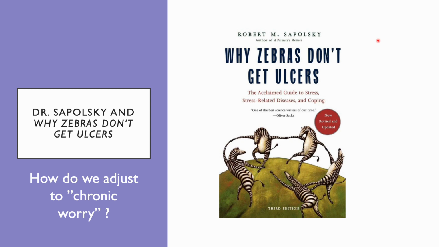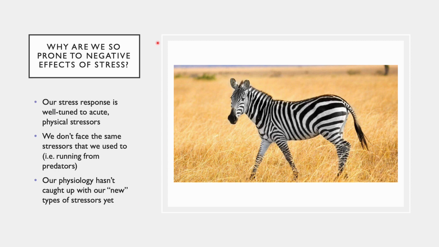So thus, because we're constantly undergoing stress, our sympathetic nervous system is constantly activated. And from an evolutionary standpoint, we were not meant to live with these overactivated sympathetic nervous systems. So we are so prone to the negative effects of stress because of our psychological stress. The whole point of Dr. Sapolsky's book, Why Zebras Don't Get Ulcers, has a really interesting thesis.